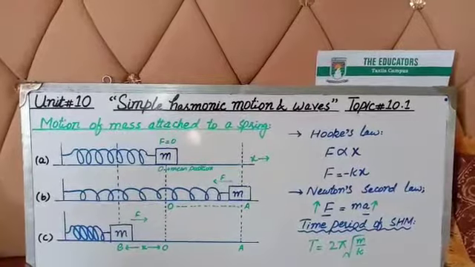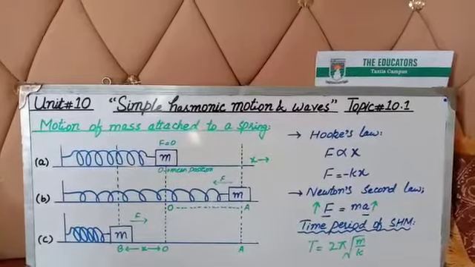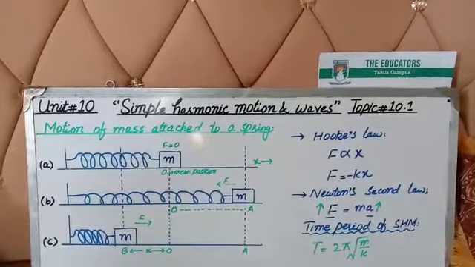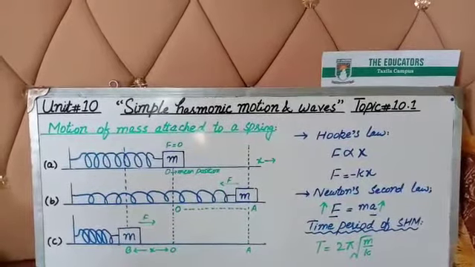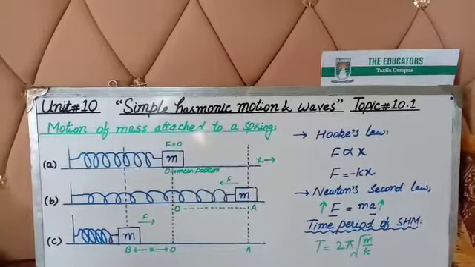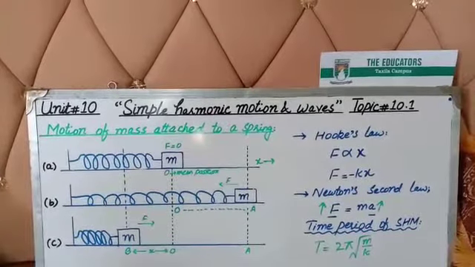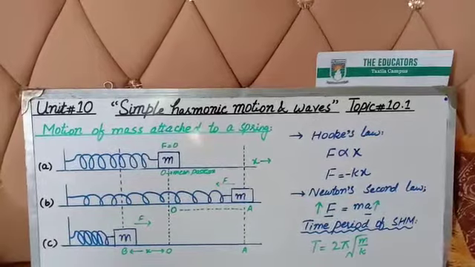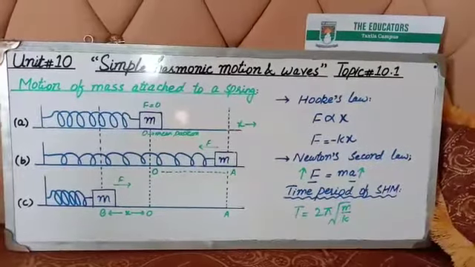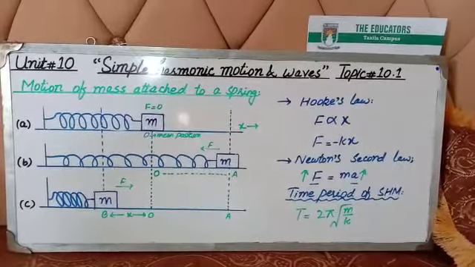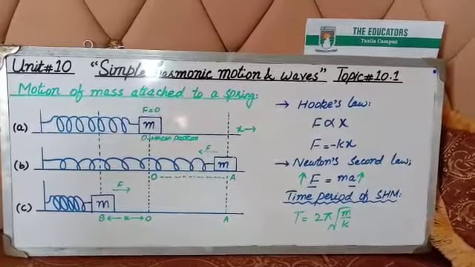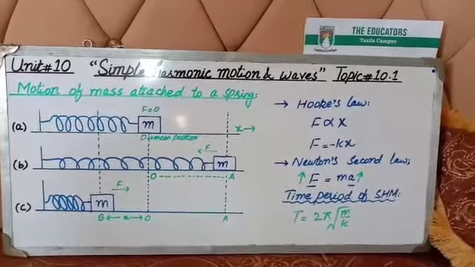We have started unit 10, that is simple harmonic motion and waves. I have introduced it in a previous lecture. Today we will discuss simple harmonic motion of a different system, and that system is the motion of a mass attached to a spring. In this lecture, we will discuss the motion of a mass attached to a spring on a horizontal frictionless surface.